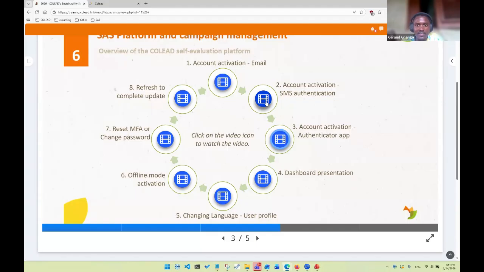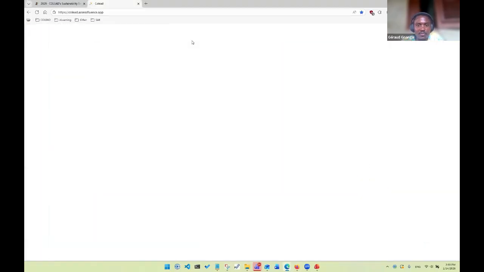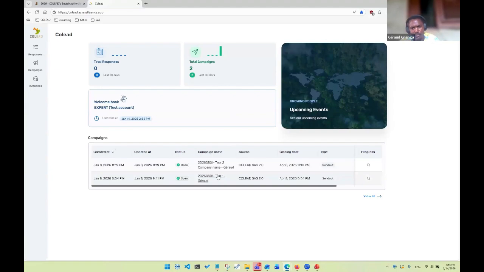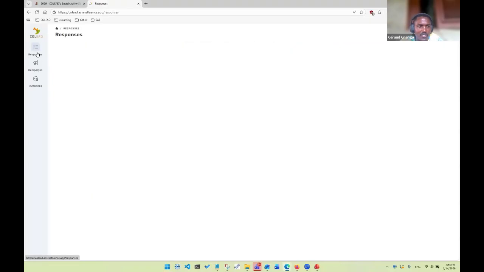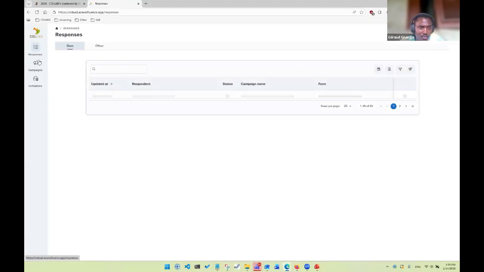Here, I receive the message in even less than 10 seconds, but if you wait, say 1 minute or 2 minutes, and you don't receive a message, please proceed to use the Authenticator app to connect to the platform. Actually, once you connect to the platform, the system remains the same. The only difference is if you want to check the responses: if you click on response, you won't see anything on the own tab, but you will have to click on the other tab here.